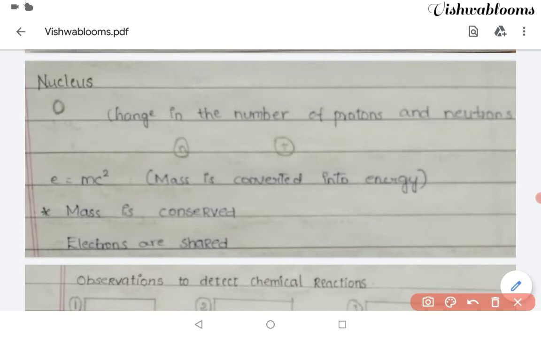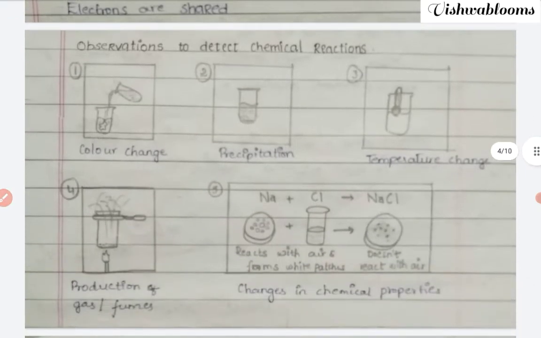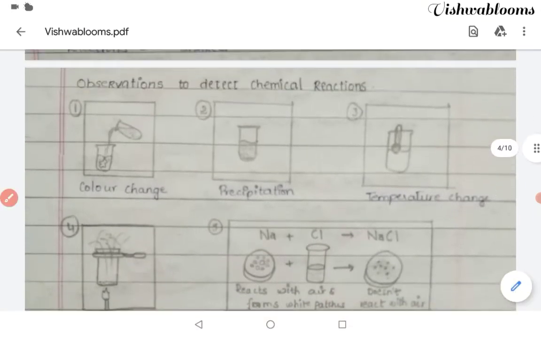Now getting back to our points. Here, always remember, mass is being conserved and electrons are shared. This is just the summary of all the points which we have discussed. The next part is a little important because it is the way we can detect that some chemical reaction took place. So that is very important. So let's learn that now.